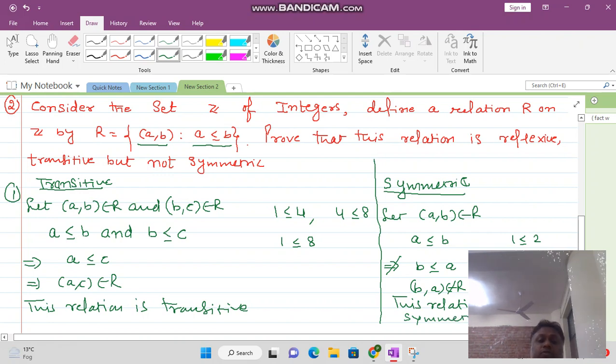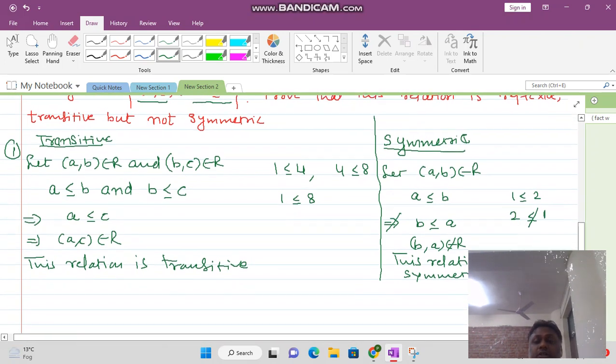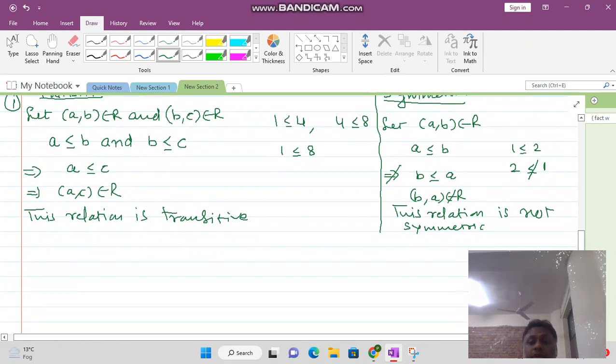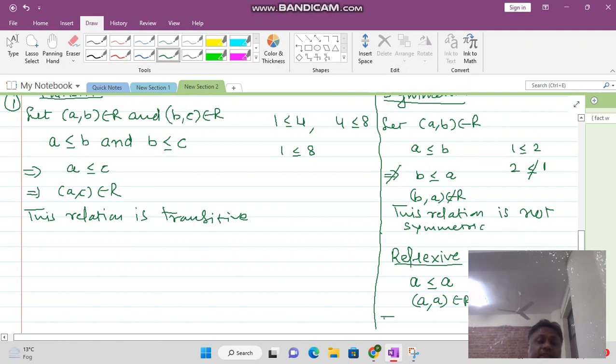Now next we want to talk about the reflexive relation. See, every element is less than or equal to itself, and it holds true for all integers. So it implies that (a, a) is a member of the relation, and it holds true for all a belonging to Z. So it implies that this relation is reflexive.